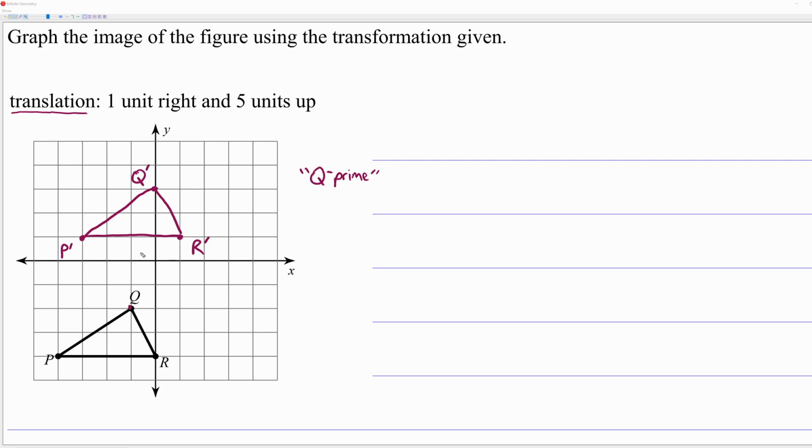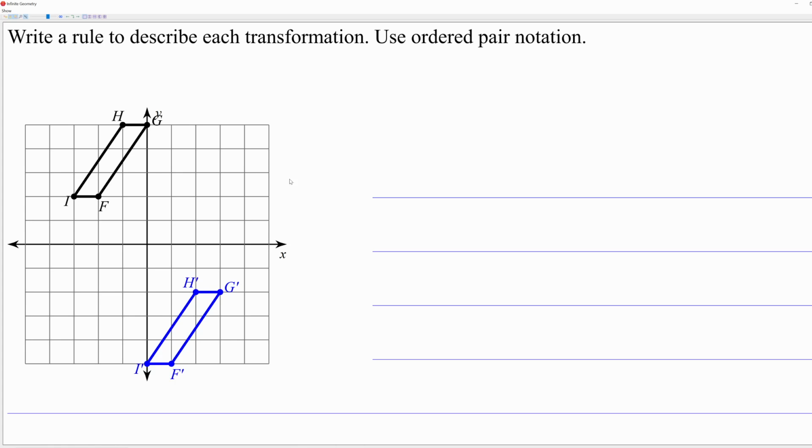These are really easy to do, especially if it's written in words. Of course, this is math class and we don't always write things in words. Let's see some other ways to write these things down. So here we have the original shape, H, G, I, F. I guess I should really say those in alphabetical order, but I'm not going to. And the transformed shape is down here in blue. Notice H prime, G prime, F prime, I prime. The apostrophes, this blue shape is the transformed shape.